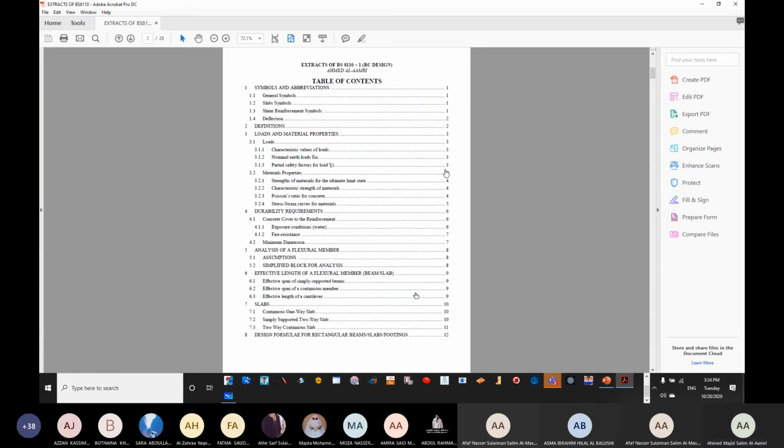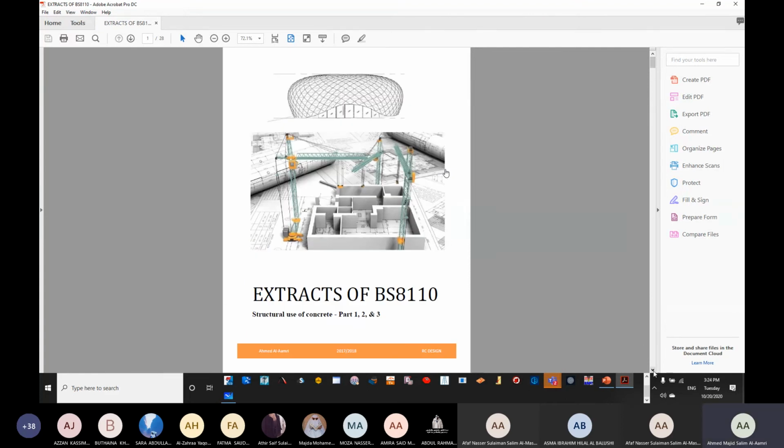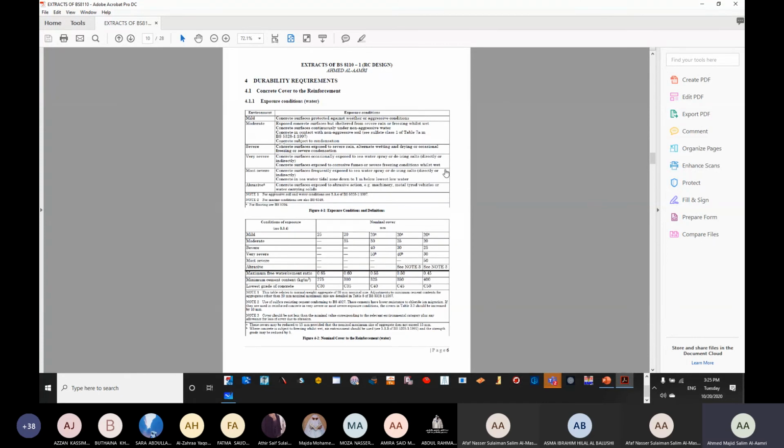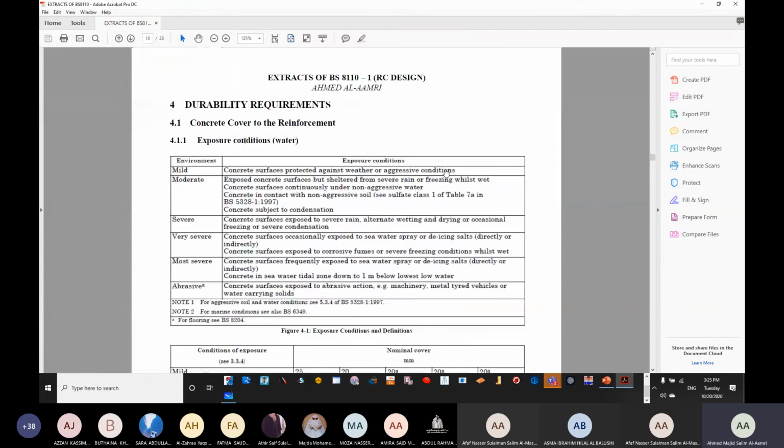Anyhow, let me talk to you about the extracts. You can see certain things that we have seen, for example, durability requirements. We can click on the durability requirements. Whenever we click on them, we'll see the exposure condition explaining mild, moderate, severe, very severe. You need to write only the final answer.